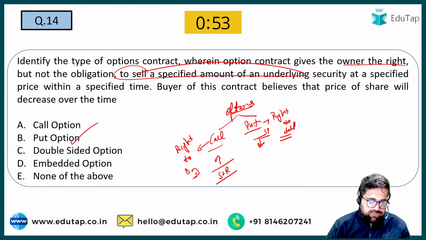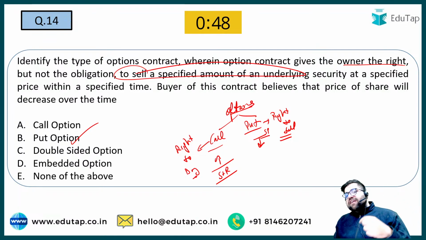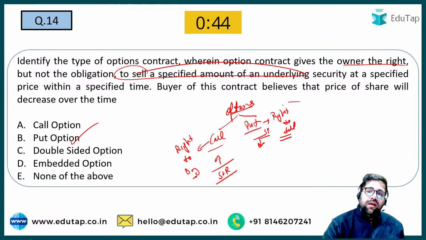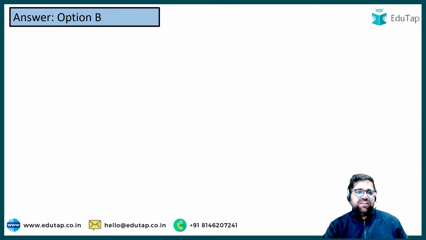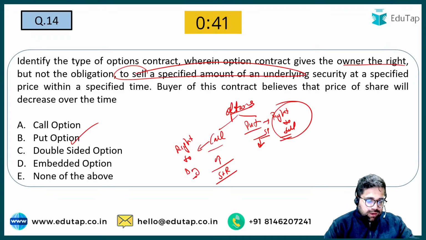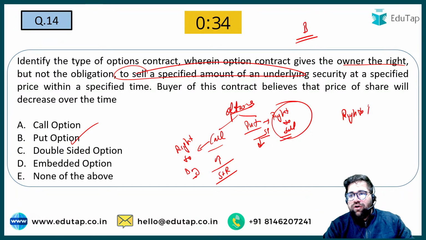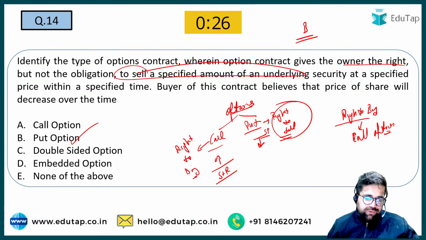It will be B, because the question says identify the type of option contract where the option contract gives the owner the right but not an obligation to sell. Right to sell obviously comes in put option only. So let me check the answer. Yes, it's B only. So the correct answer of this particular question is B. But if I say you are getting the right to buy, then in that case your answer will be call option. I am 100% sure that the answer will be B only.